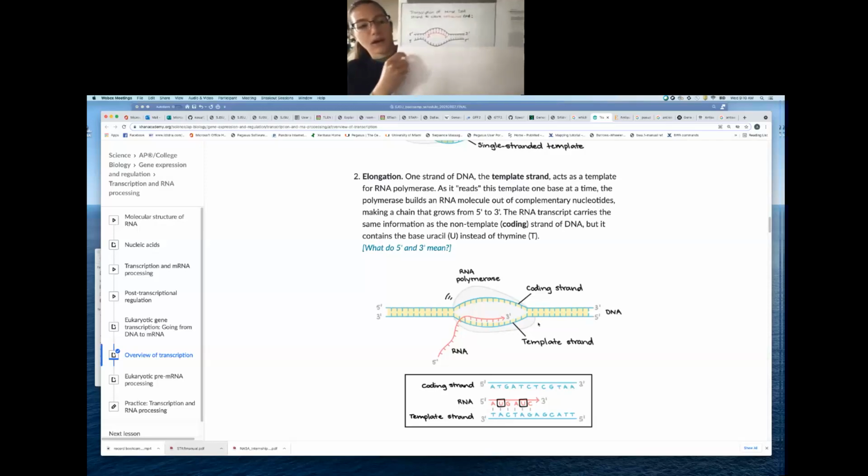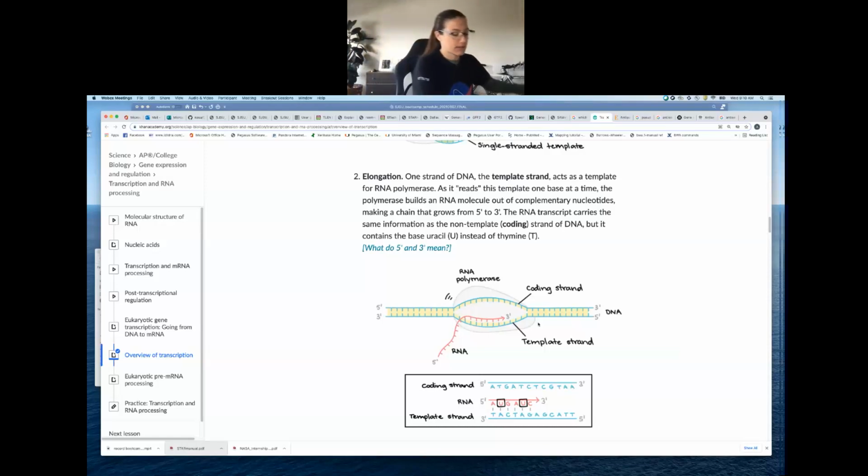Okay. So in addition to using the antisense strand as a template for the RNA, it can also use the sense strand. If it uses the sense strand, you're still transcribing in the 5' to 3' direction, but now your RNA molecule is going to be in the antisense direction. So that would be considered antisense RNA.